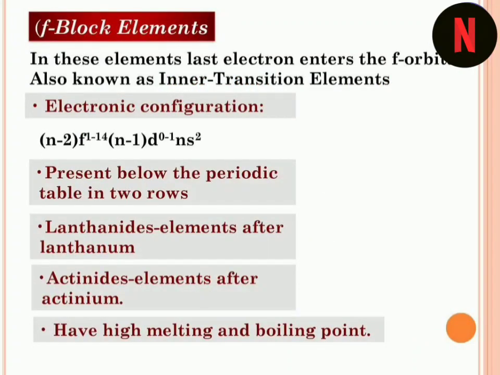Next is f block elements. In these elements, the last electron enters the f orbital. They are also known as inner transition elements. The general electronic configuration is (n-2)f1 to 14 (n-1)d0 to 1 ns2. They are present below the periodic table in two rows. They are called lanthanides and actinides. Lanthanides are elements named after lanthanum. Actinides are elements named after actinium. They have high melting and boiling points.